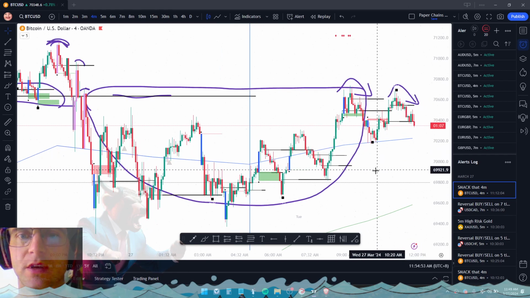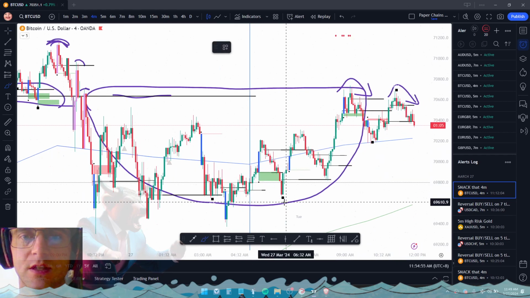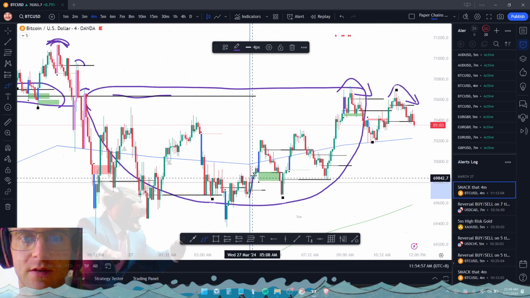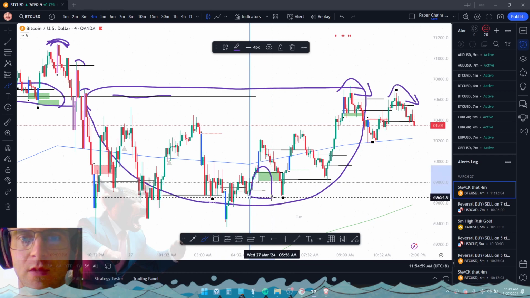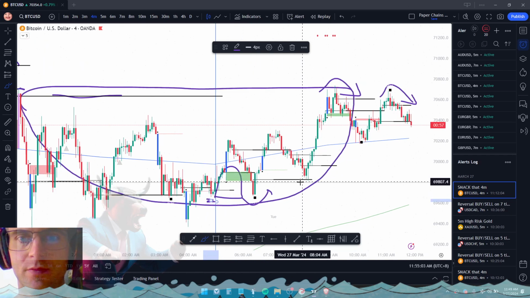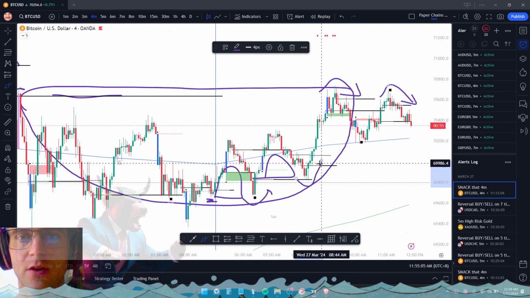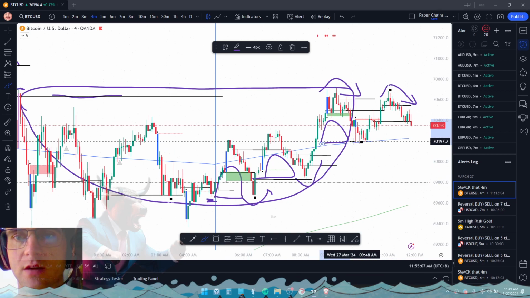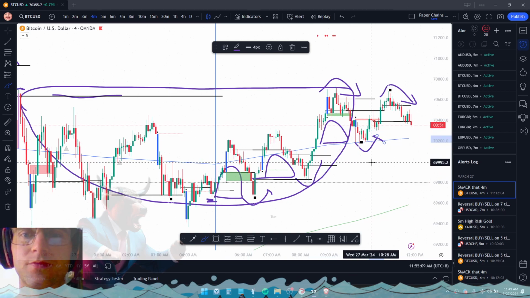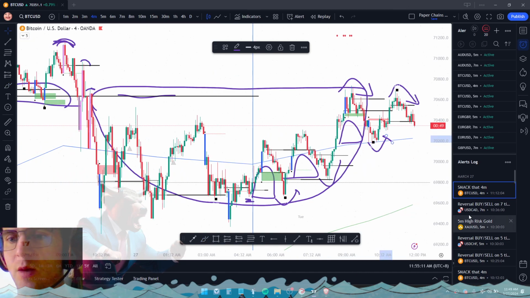So great opportunity there. And then you can see smaller versions of it down here. And then price bounces back up, takes this area of liquidity here, does the same thing here but no signal, does the same thing here, get a signal. So lots of good opportunities there.